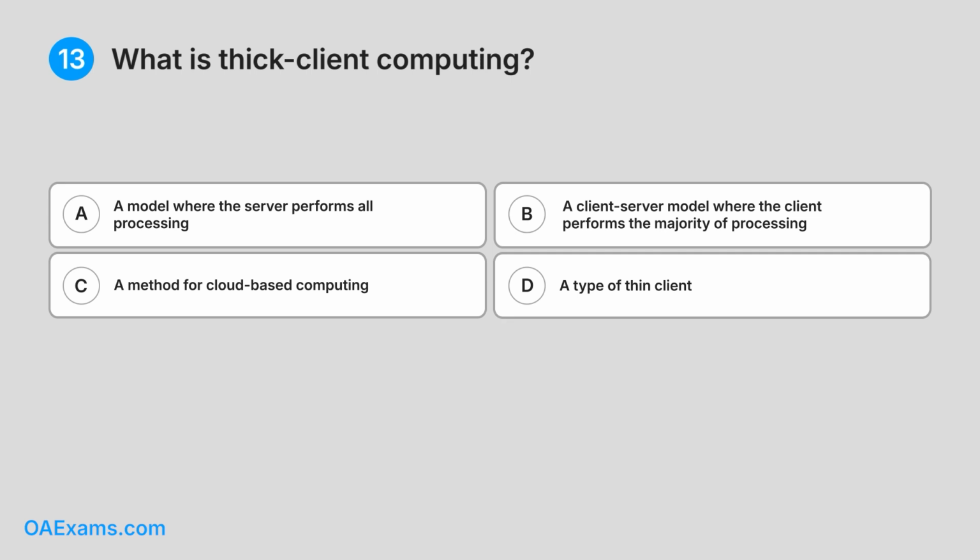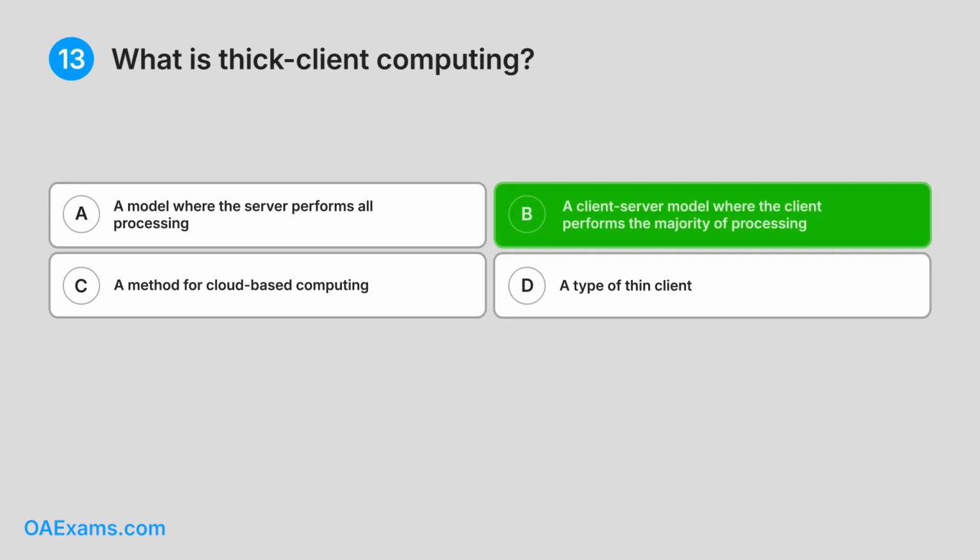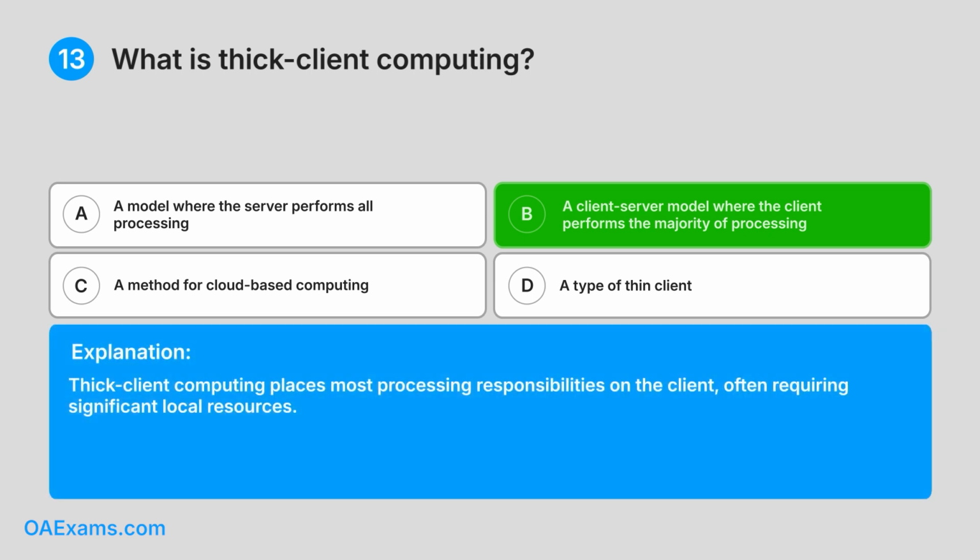Correct answer. B. A client-server model where the client performs the majority of processing. Explanation. Thick client computing places most processing responsibilities on the client, often requiring significant local resources.